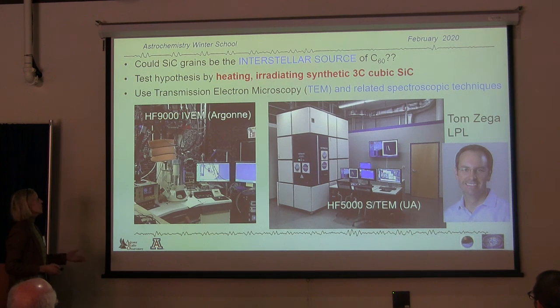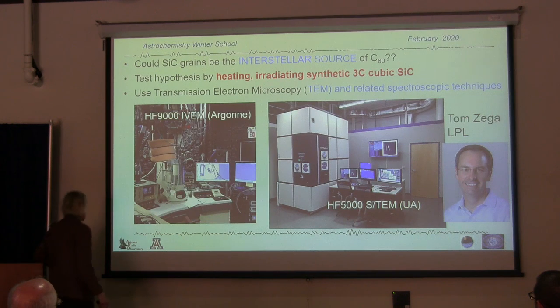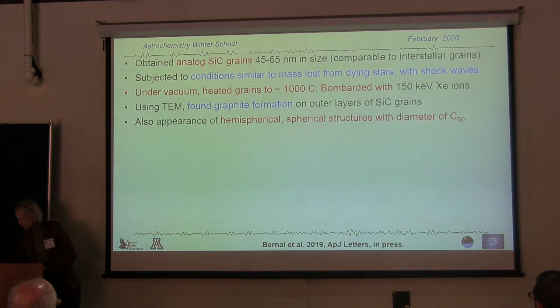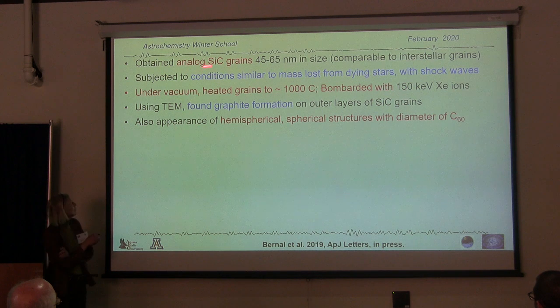And we decided, well, what we're going to do is take synthetic 3C cubic SiC in little grains, which are the same size as grains extracted from meteorites, and we're going to put them in the transmission electron microscope and heat them and shock them and see if we can remove the silicon and find out what is left behind. And so we did this. We had analog grains about 46 to 65 nanometers in size. We put them under a vacuum, similar to what is seen near the photosphere of dying stars. And then under vacuum, we heated the grains to 1,000 degrees. We also bombarded them with 150 keV xenon ions.